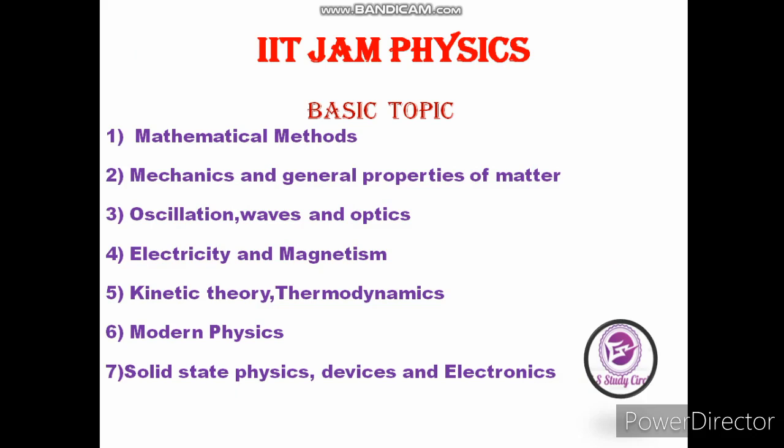First one is mathematical methods for physics, second is mechanics and general properties of matter, oscillations, waves and optics. This is the third. Fourth one is electricity and magnetism. Fifth one is kinetic theory and thermodynamics. Sixth one is modern physics. Seventh one is solid state physics, and another part, devices and electronics. This is the analog and digital part. These are the 7 basic topics.